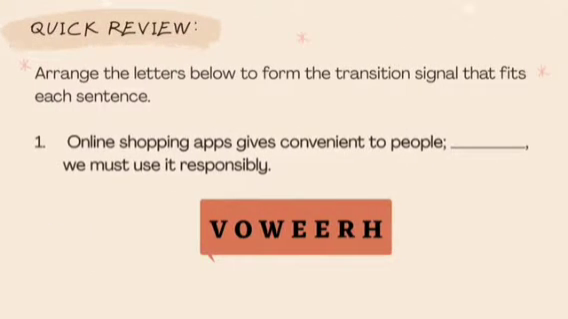In our previous lesson, you have learned about transition signals to achieve coherence. Let us refresh your knowledge by answering this activity. Arrange the letters below to form the transition signal that fits each sentence. Number 1. Online shopping apps gives convenience to people. Blank, we must use it responsibly. What do you think is the answer for number 1?